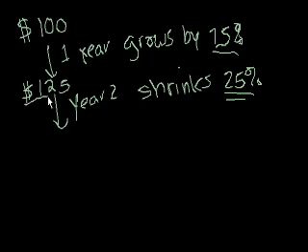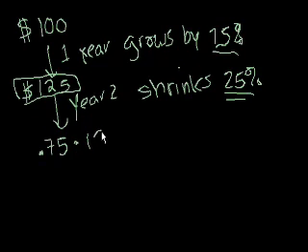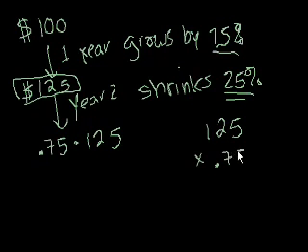And now this $125 is going to shrink by 25%. So if something shrinks by 25%, that means it's just going to be 0.75, or 75%, of what it was before, right? 1 minus 25%. So 0.75 times 125. Just in case you're confused, if something shrinks by 25%, it is now 75% of its original value. So if 125 shrinks by 25%, it's now 75% of 125, or 0.75 times 125.